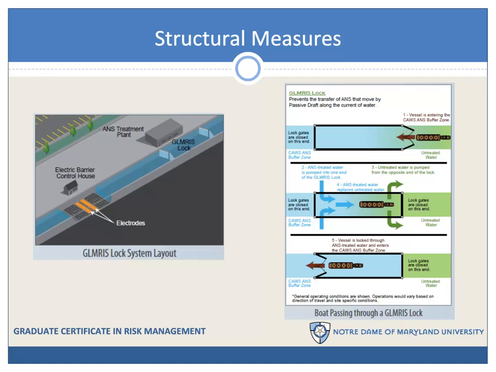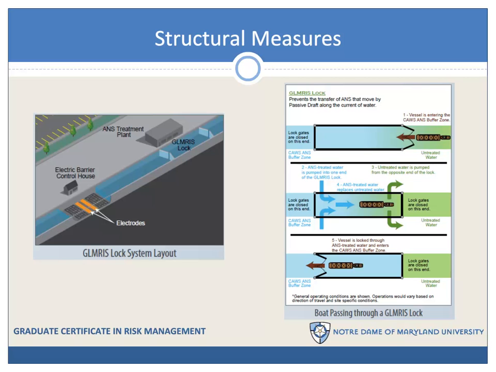As the boat enters the lock chamber, however, notice the numbering system there. ANS treated water from that treatment plant is pumped into one end of the lock. Untreated water is pumped from the opposite end of the lock. This process continues until treated water replaces the untreated water. That brings us to the bottom figure there, where all the water in the lock chamber is blue, meaning it is all ANS treated water. Once the water is replaced, then the vessel can move through the lock, just as we described earlier.